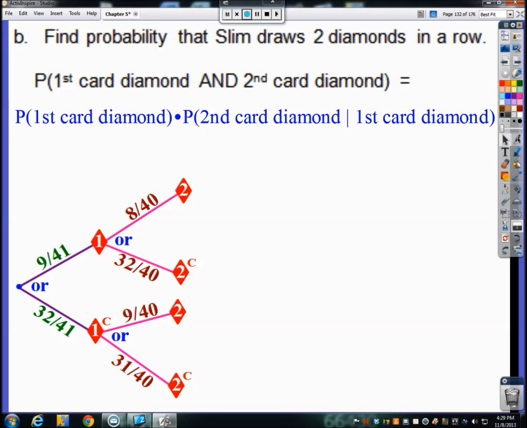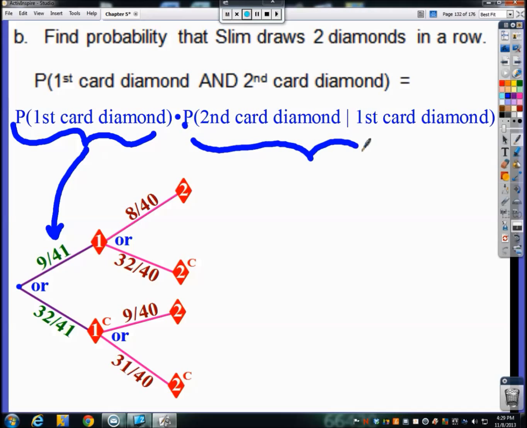And all we have to do is just look at our tree diagram. Well, the probability that the first card is a diamond was 9 out of 41. And the probability that the second card is a diamond, given that the first card is a diamond, and you might question, why do we really need to say that? Why can't I just say the probability that the second card is a diamond? Well, if you look at our tree diagram, that happened in two places.